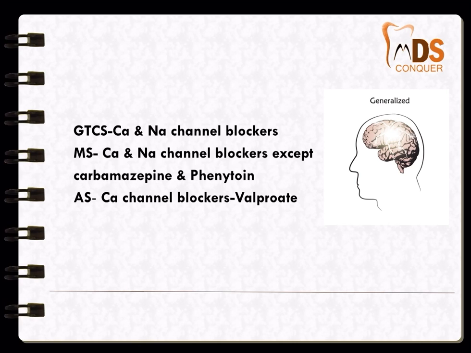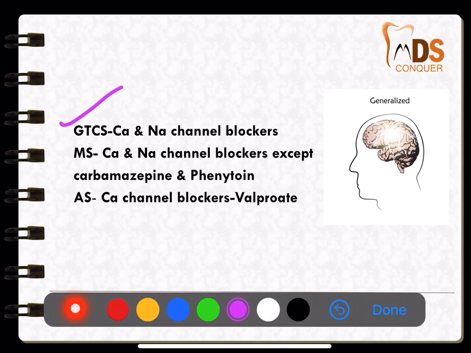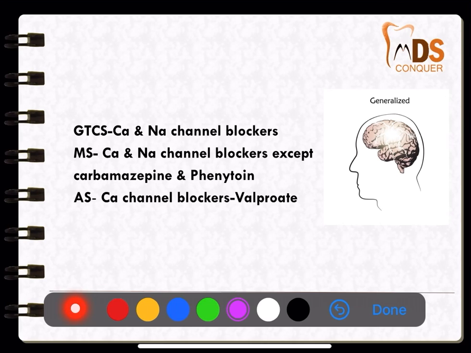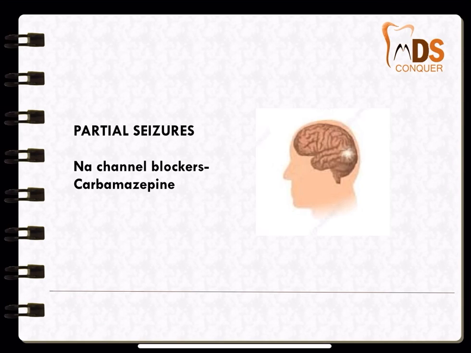Now comes the antiepileptics. So calcium and sodium channel blockers are for the generalized tonic-clonic seizures. Okay, so myoclonic seizures for calcium and sodium channel blockers except carbamazepine and phenytoin. Okay, whereas absent seizures the calcium channel blockers. Okay, so already we have discussed why that is being given in generalized or partial seizures. There is a concept behind that. So if you missed or if you want to have a look, you can go back and just give a look to that. Okay, next the partial seizures, sodium channel blockers, carbamazepine.